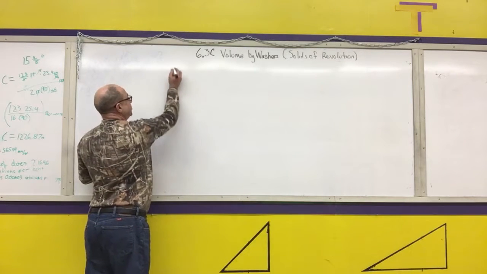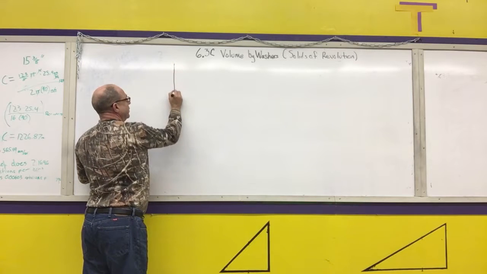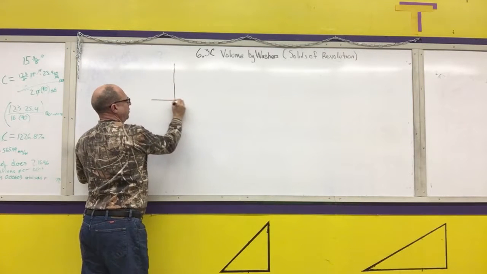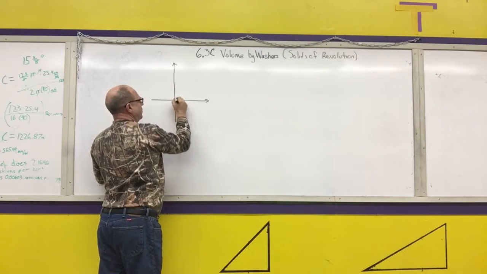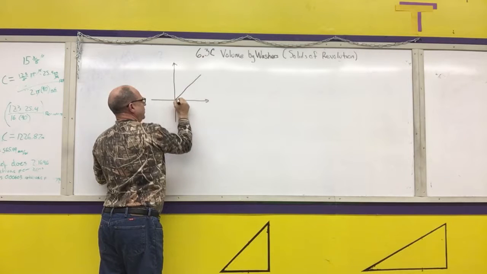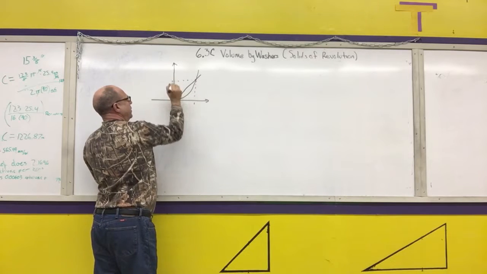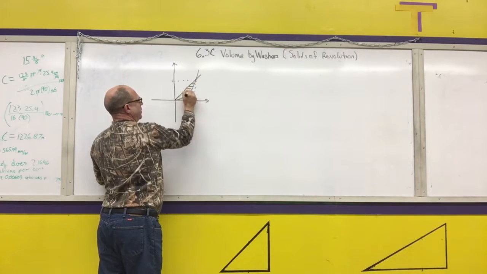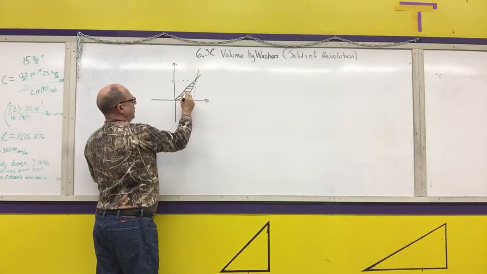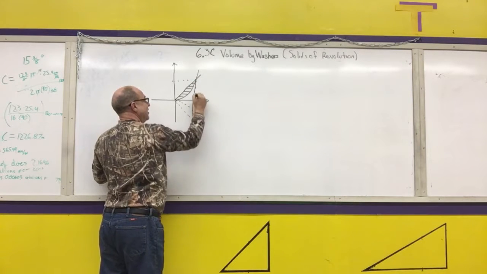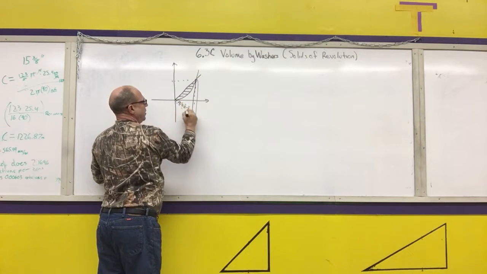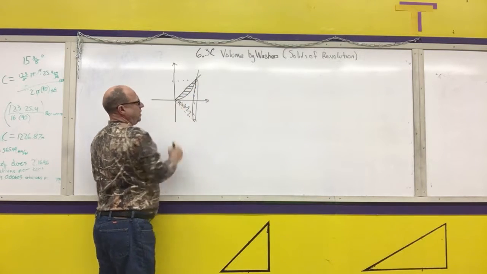I'm just going to give you a couple pictures of things that are going to give us washers and see where the term washer comes from. Let's do y equals x, y equals x squared, and that would be 1 and 1. If I take this region here and revolve it around the x-axis, I would get this region right here. Okay, so this part would be solid, and this part inside here would be hollow.